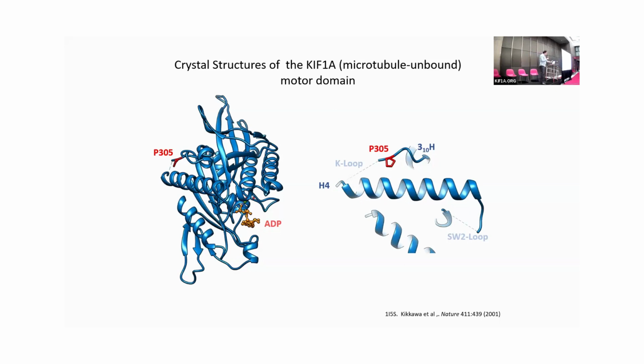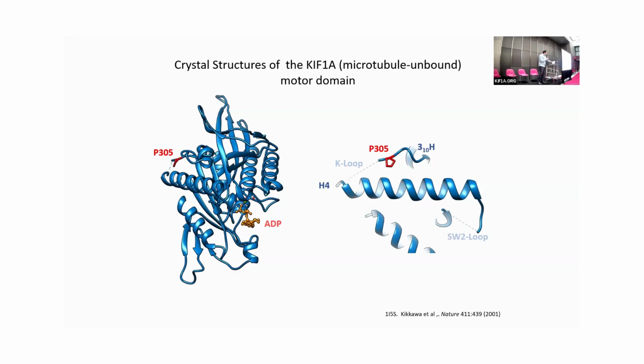So in the crystal structure, what we have is a view of the molecule when it's free, not bound to the track, to the microtubule. And some areas of the structure were not visible because they were very disordered or mobile. And some of these areas are regions where some KIF1A mutations are located. Here I just pointed out in red P305L.